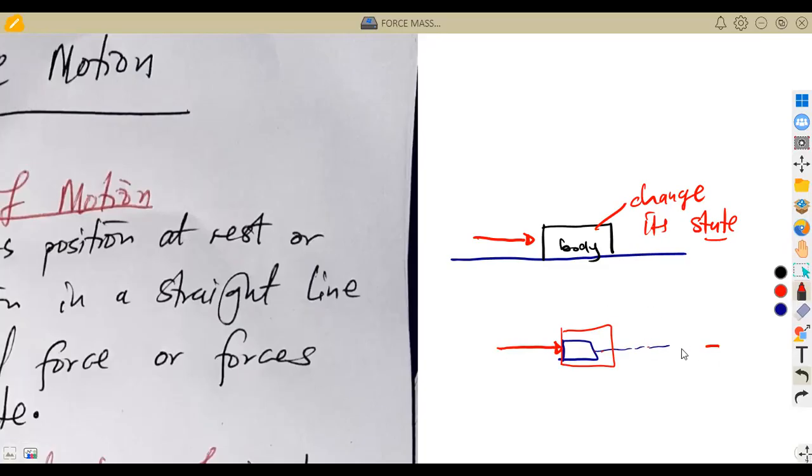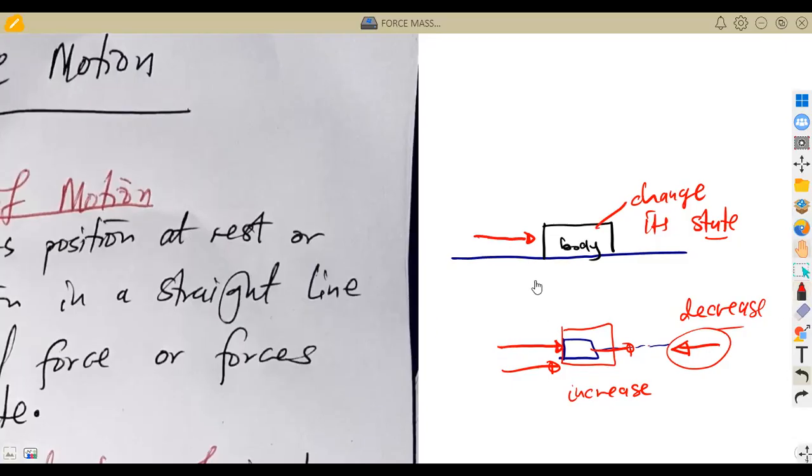The force can be applied opposing the direction, or it can be applied in the same direction as where the body is moving. So when it is in the same direction, we shall have an increase in terms of what? In terms of the speed. But when being opposed, we shall have what? We shall have a decrease in terms of what? In terms of speed. So this part, we shall talk about in formulas.